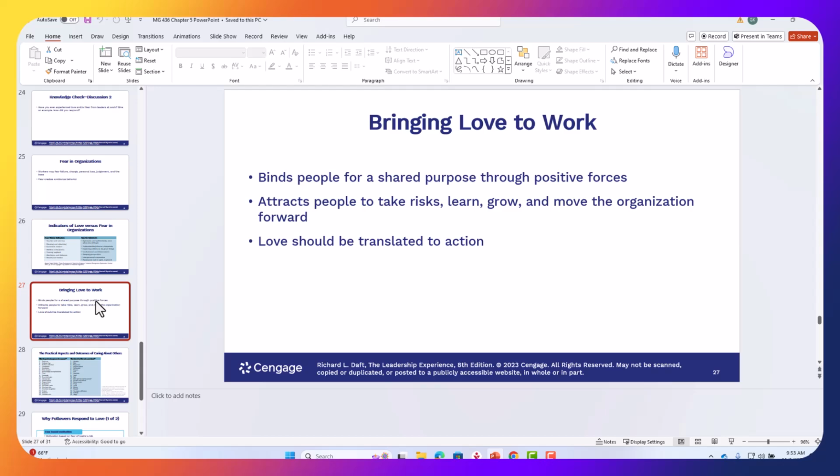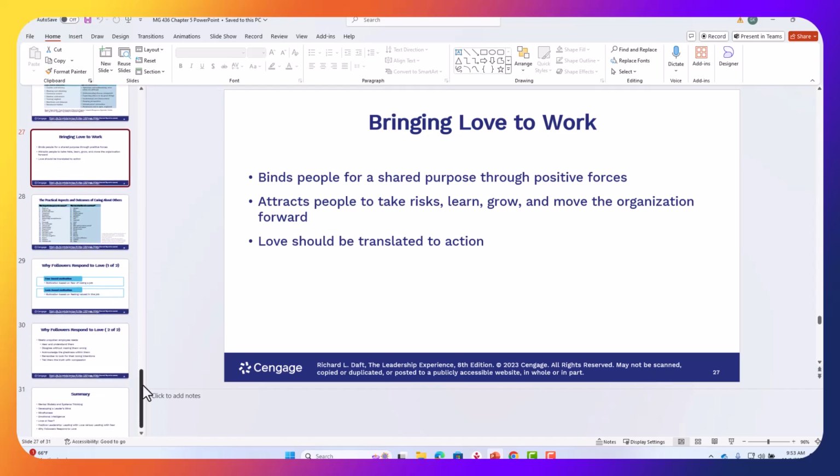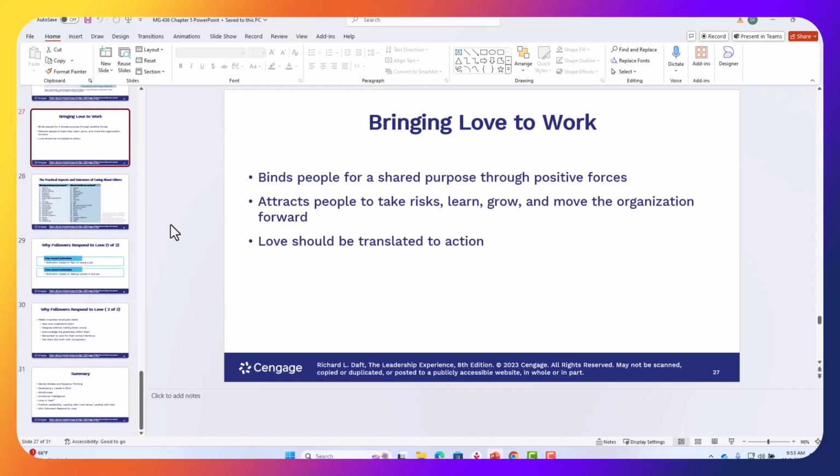Bringing love to work binds people for a shared purpose through positive forces, attracts people to take risks, learn, grow, and move the organization forward. Love should be translated to action. So when you're looking at this, this is how you bring people together. And depending upon what type of work you do, this could be extremely important.